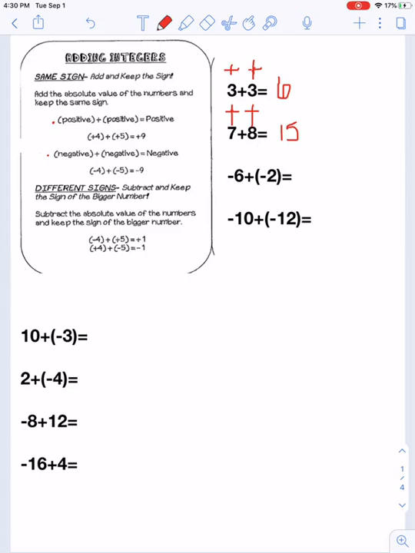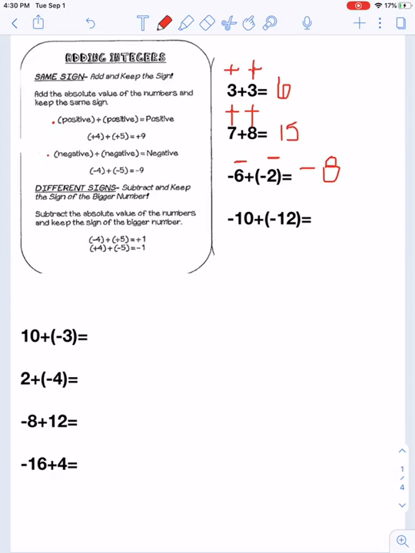So now, some that you might not have seen. You have a negative 6 plus a negative 2. So I'm looking and I have a negative number plus a negative number. Well, in our rules, it says a negative plus a negative will equal a negative. So they have the same signs. They're both negative. So my ending number is going to be a negative. But to find it, we add. So 6 plus 2 would be 8. We're dealing with negative 6 and negative 2, so it's going to be a negative 8.